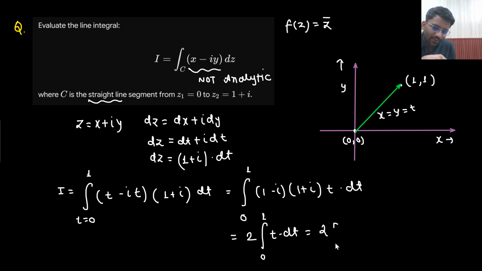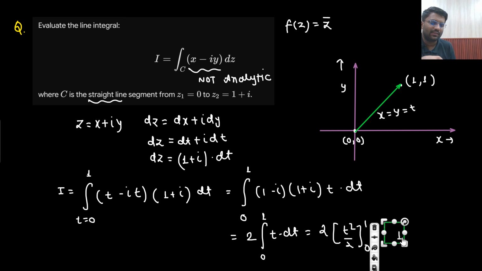What is the answer you are getting? 2 t square by 2, integration going from 0 to 1. Answer is coming out to be 1 only. 2 and 2 will get cancelled out. Put the limit, 1 minus 0 will be 1. This is the answer, 1.